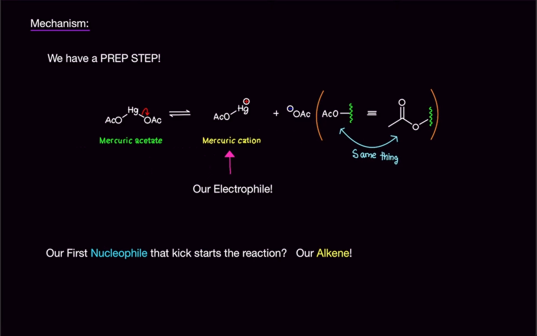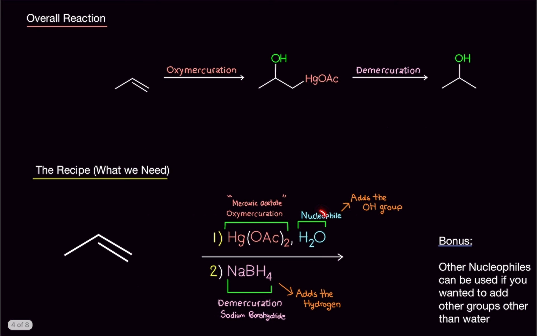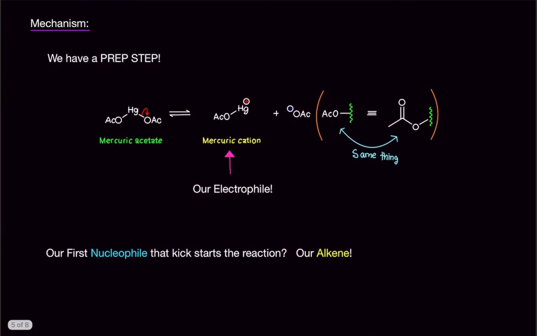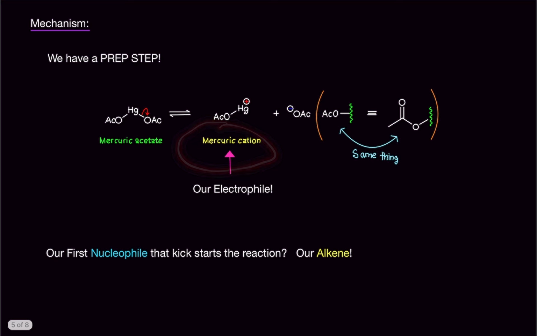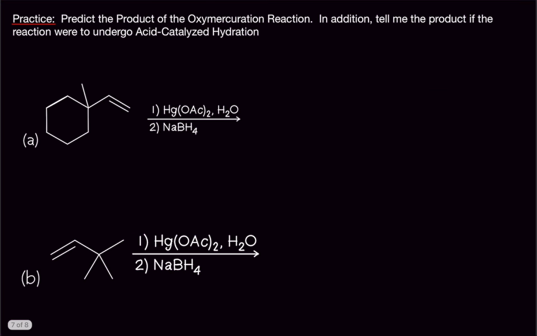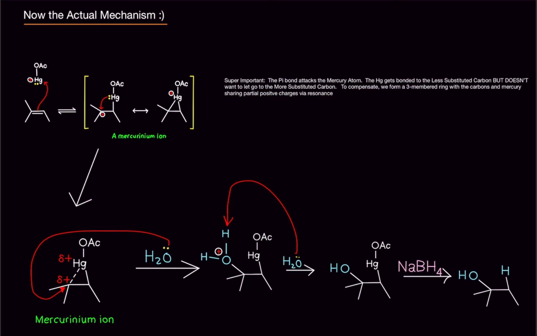Okay. Now I said our nucleophile is the water, but that's later down the road. But how do we kickstart the reaction? Well, when you have an alkene, the first thing you need to do is the pi bond attacks your electrophile. So your pi bond from the alkene is going to be the first nucleophile, and it's going to attack our electrophile, which is our mercuric cation. Okay, let's do the actual mechanism. Here's what's going to happen. We're going to take it slow.